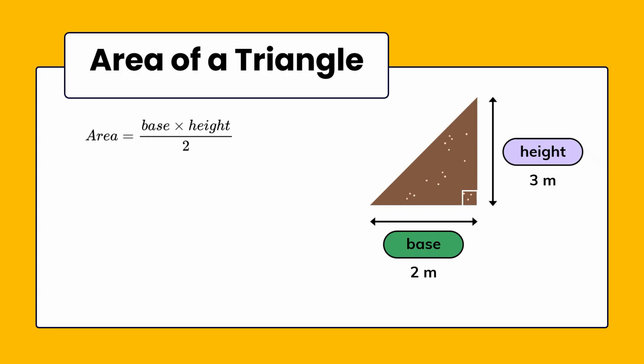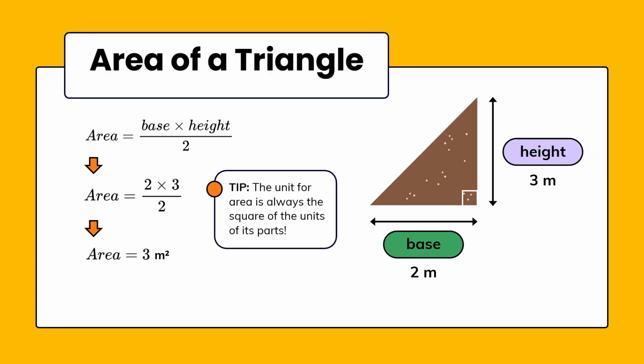Alright, let's find the area. So we're going to use this formula, base times height divided by 2. So the base is 2 meters and the height is 3 meters. So we have here 2 times 3 is equal to 6, divided by 2. Our area is equal to 3 square meters.